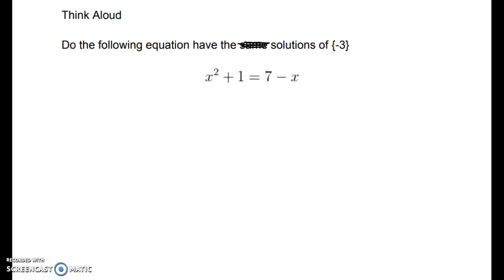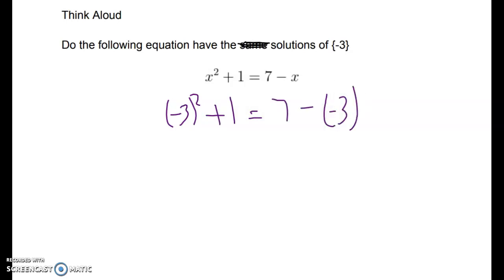Since it's already telling me what my answer is going to be, all I have to do is plug it into the equation to make sure each side is equal to the same number. So I'm going to be substituting in -3 for every x I see. I see x squared, so it's going to be (-3) squared plus 1 drops down, 7 minus (-3).